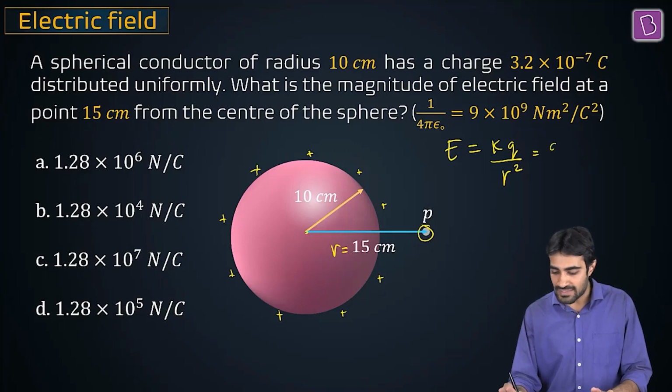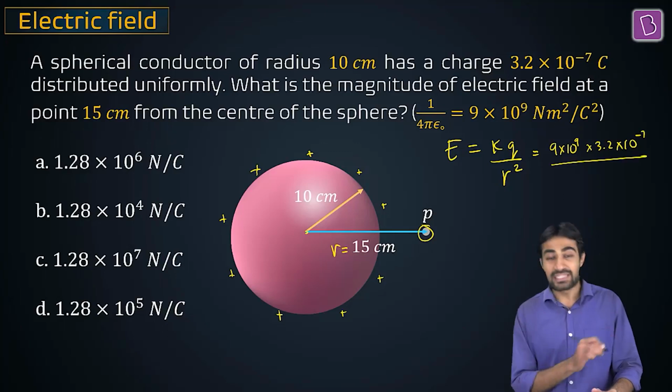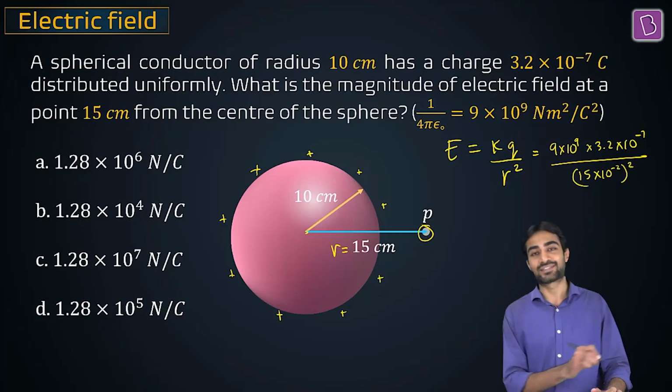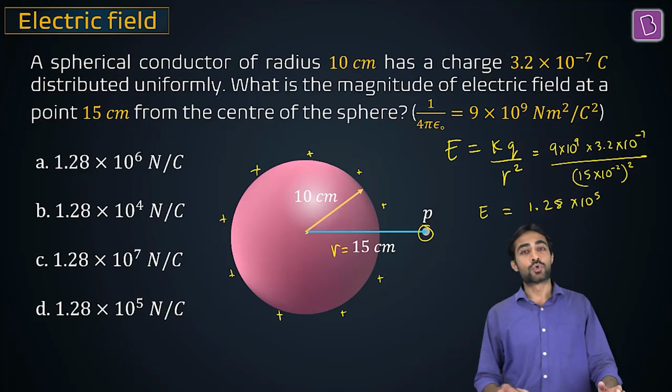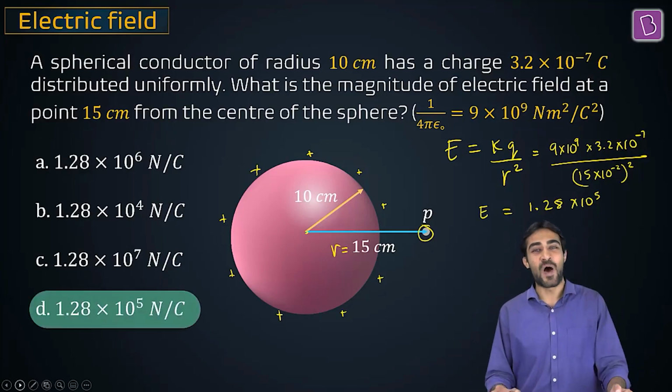The value of k is 9 into 10 raised to power 9 and q is given. It is given to be 3.2 into 10 raised to power minus 7, and we have the radius. Radius was 15 centimeter. We can write it as 15 into 10 raised to power minus 2 meter, and we square this. Okay. And when you solve, you will get 1.28 into 10 raised to power 5 Newton per Coulomb. So this is the electric field, and we can see that option D is the right answer for our question.